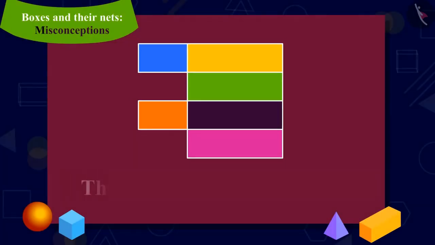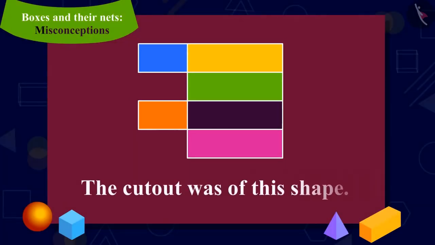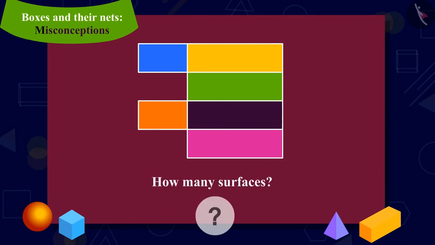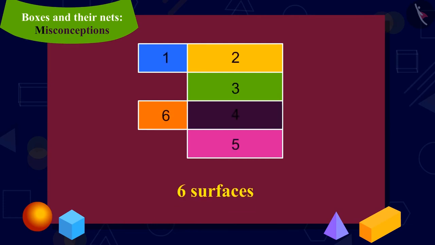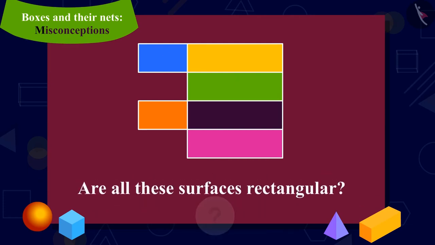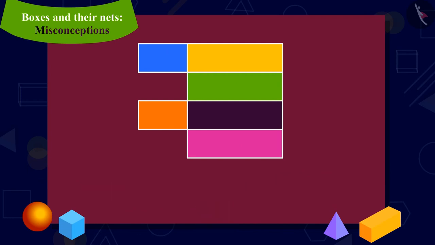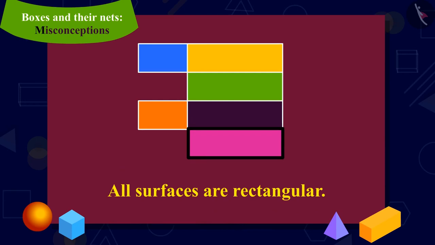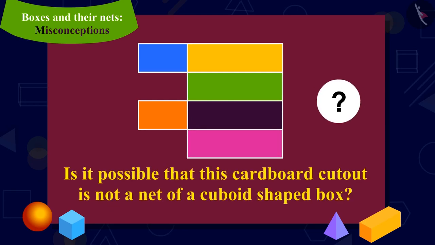Uncle took that cardboard cutout from Appu. The cutout was of a shape like this. Kids, how many surfaces do you see in this cutout? All right, six surfaces. Are all these surfaces rectangular? Yes, all surfaces are rectangular. Then can it be possible that this cardboard cutout is not a net of a cuboid-shaped box?